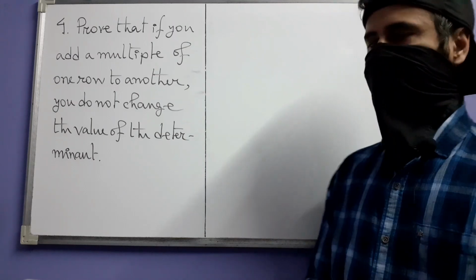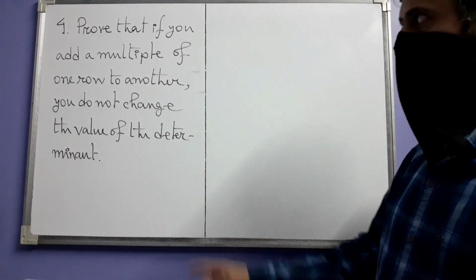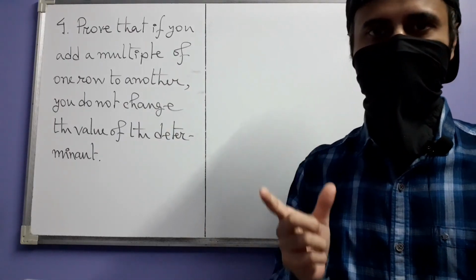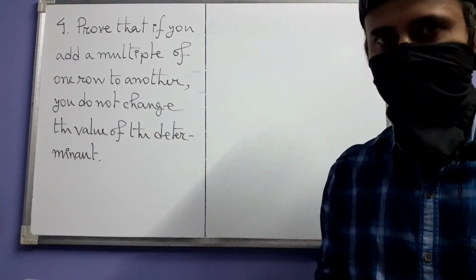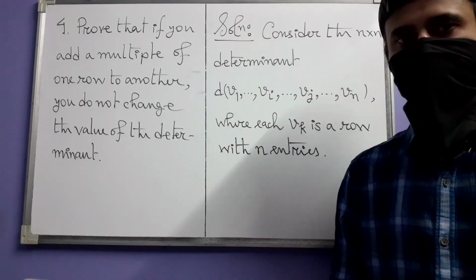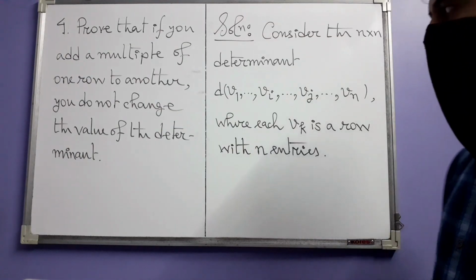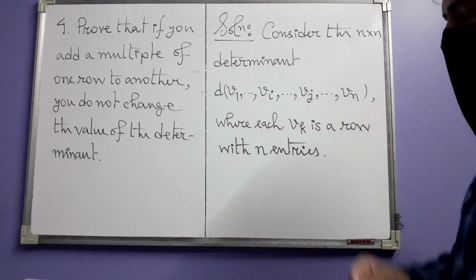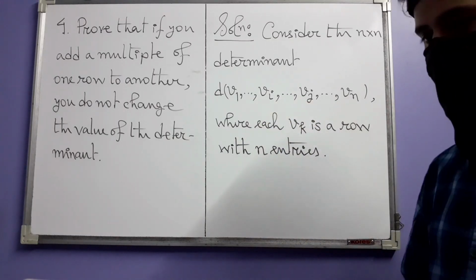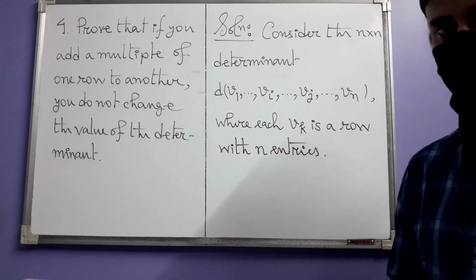So next we have number 4, where we have to prove that if we add a multiple of a row of one determinant to another row, then the value of the determinant does not change. So we start the solution by considering this general n by n determinant, where you already know the notation, but still let's say what it is.